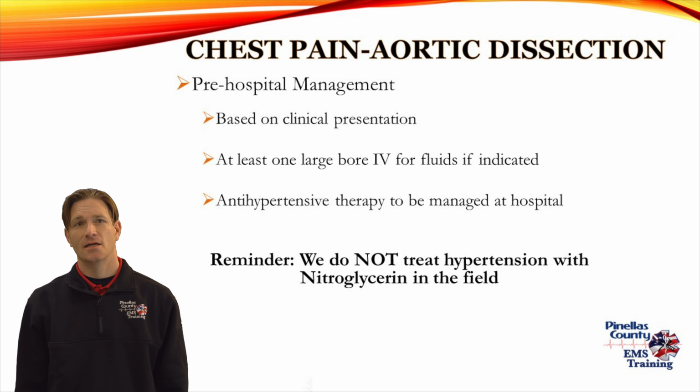Clinical presentation: give O2 for shortness of breath, maintain pain management if indicated, and a position of comfort. IV fluids should be given cautiously if the patient is normotensive. Only give fluids if they're hypotensive. Treating hypertension in the field is not indicated here. The rebound effects can be extremely dangerous. You basically don't want to put more fluid or volume in there, causing it to rupture.